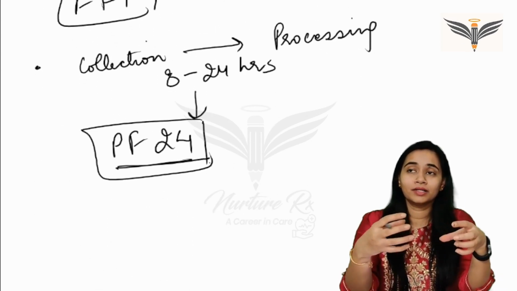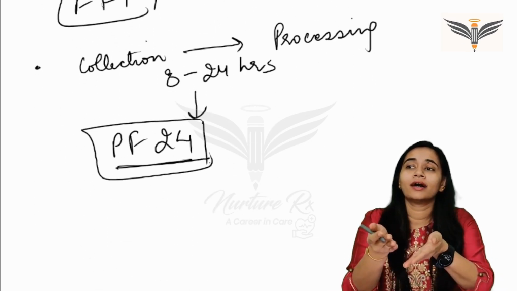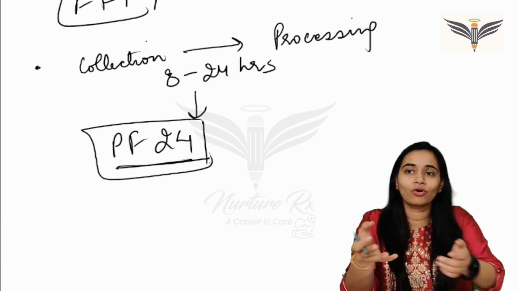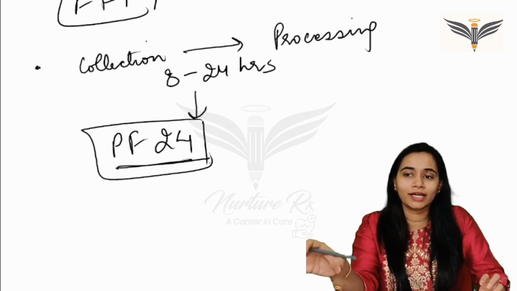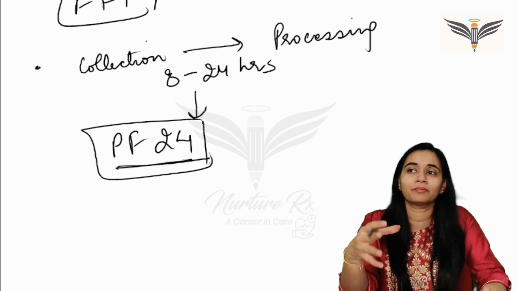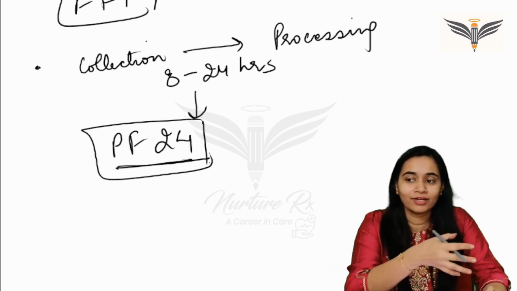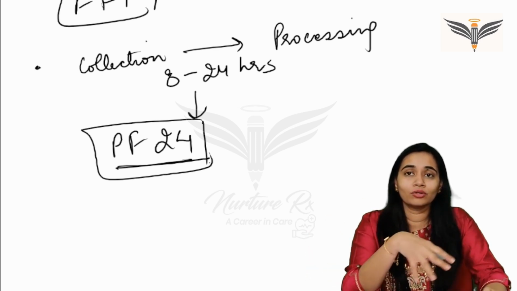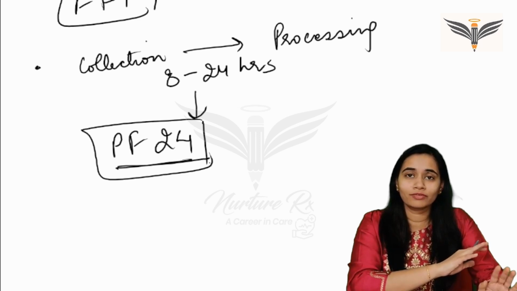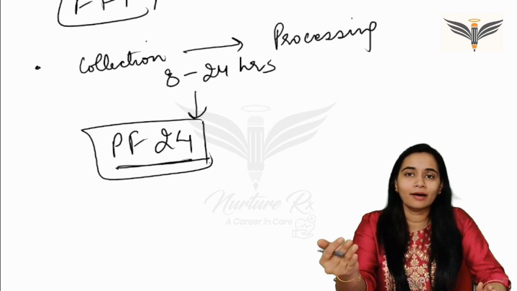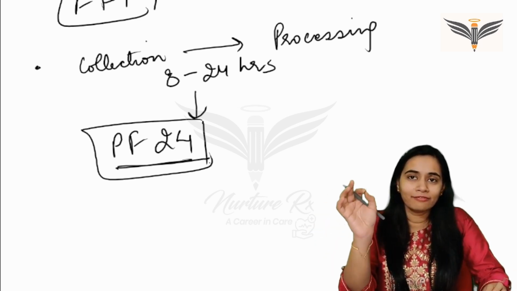Why? This can happen due to some logistic problems, or because of transportation from the site of collection to the site of processing. It may take more than 8 hours to travel and transport the whole blood from there to the point of processing. If that happens, this becomes your PF24.